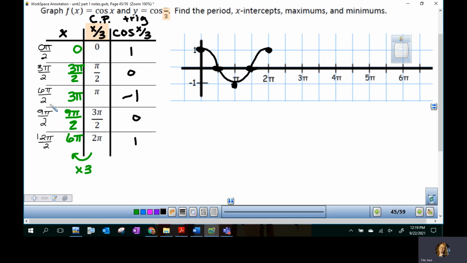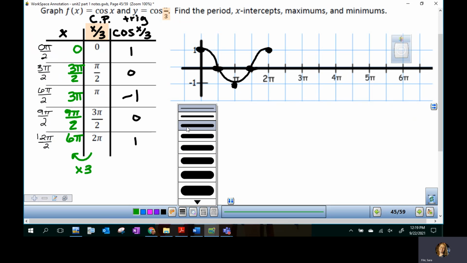So looking at, now that they're all in a denominator of 2, look at the numerator, 0, 3, 6, 9, 12. Is that evenly distributed? Is that the same value between each of those numbers? Yeah, it's plus 3 pi halves, plus 3 pi halves, plus 3 pi halves, plus 3 pi halves. So that's a good sign. So I'm going to plot my points now.